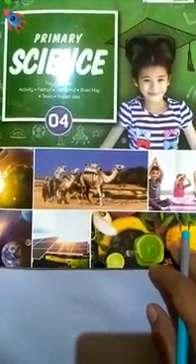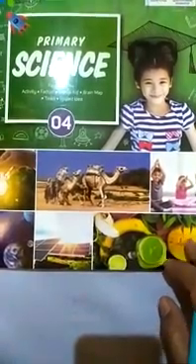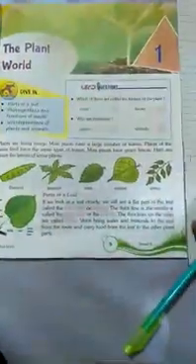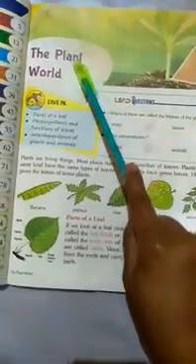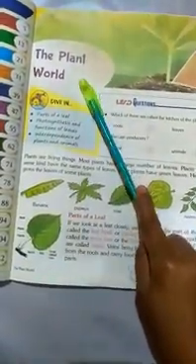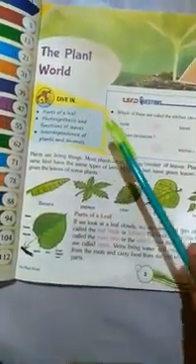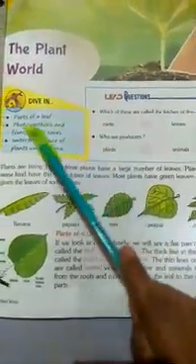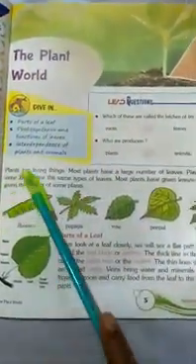Let's start our lesson. Our first lesson is the plant world. Take out your book. Our first lesson is the plant world. That means the importance of plants in the world. First, we will discuss the parts of a leaf.